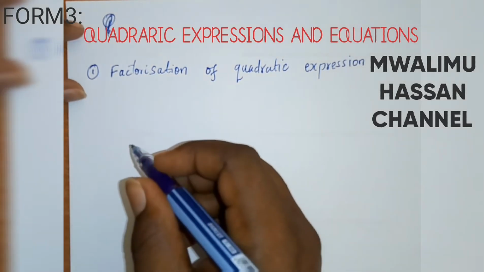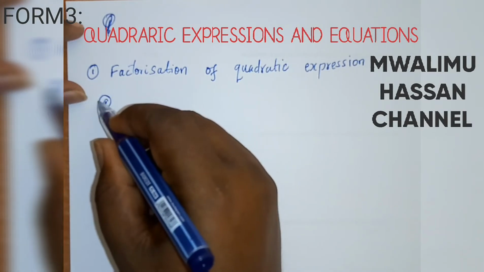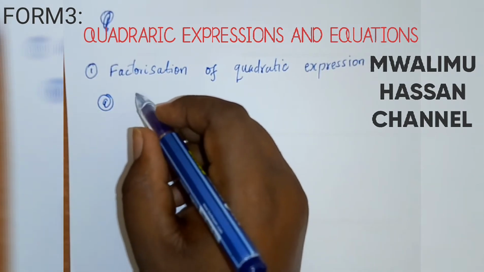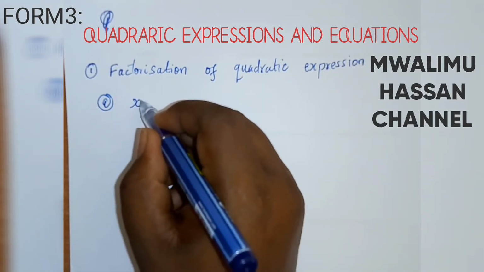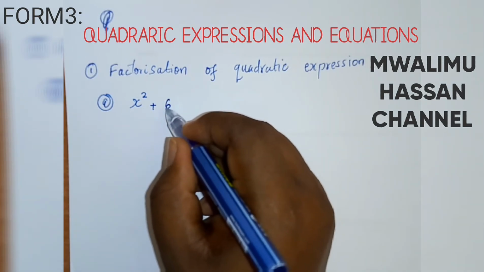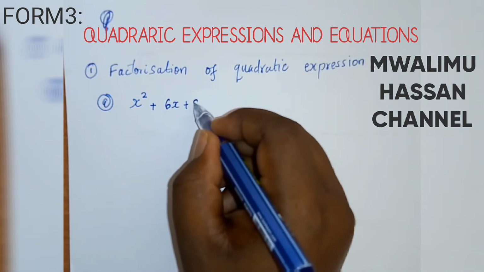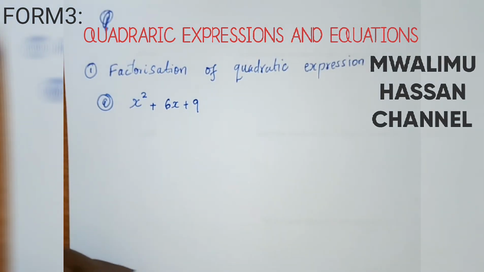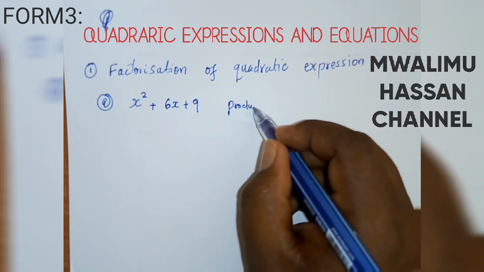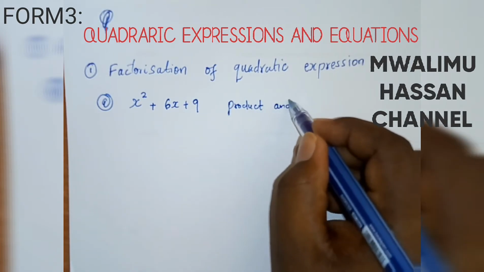and we will start with the first example. That is the first example: x squared plus 6x plus 9. So we have to ask ourselves, how can we factorize this kind of expression? So we can use a product and sum method.